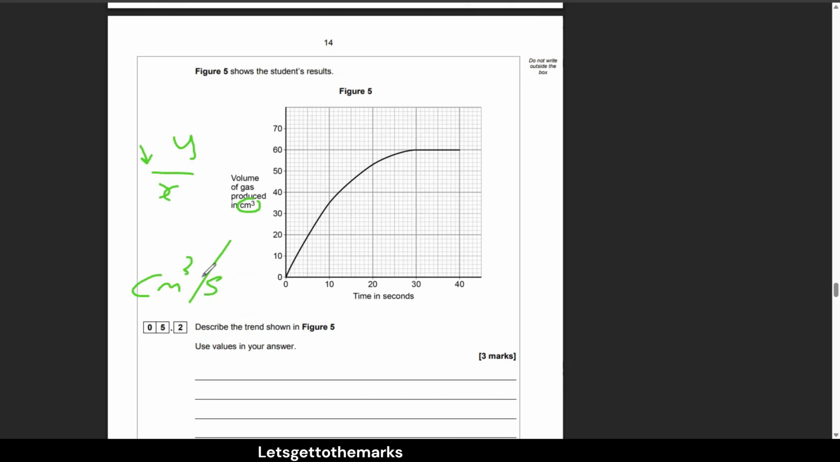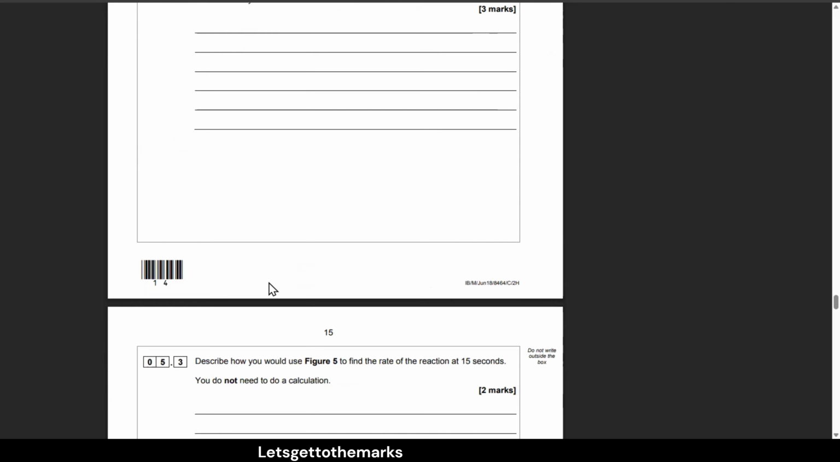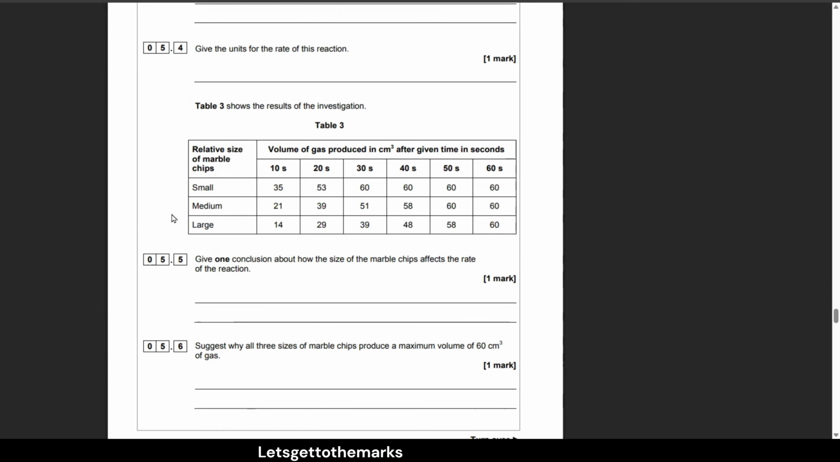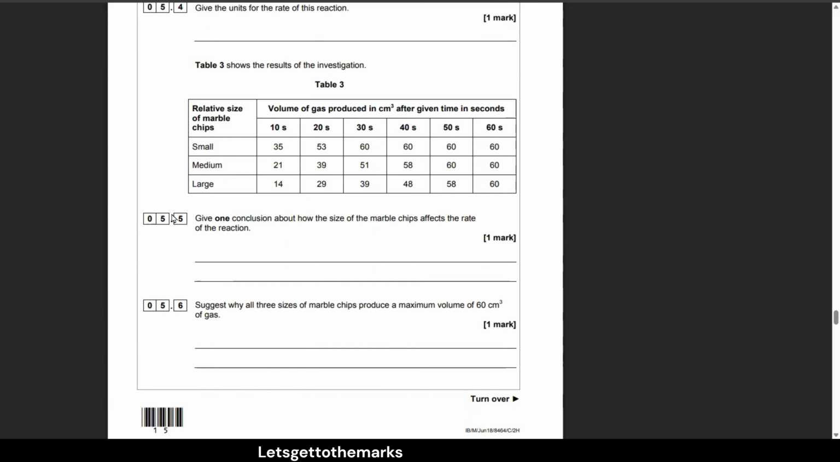So centimeter cubed per second. Now, if you were really fancy and you were studying A level, you'd write seconds to the -1. You do like that. We don't need to do that though. So we're just going to put centimeter cubed per second. And so let's scroll down. And if I want to write that in, it would be like that, centimeter cubed per second, and that would get us a mark.